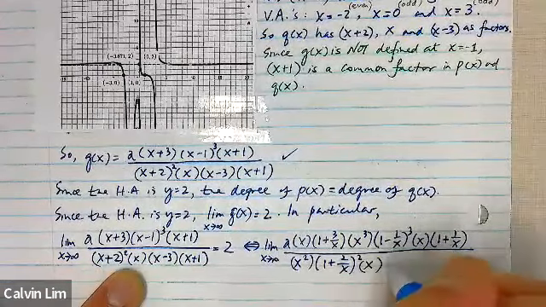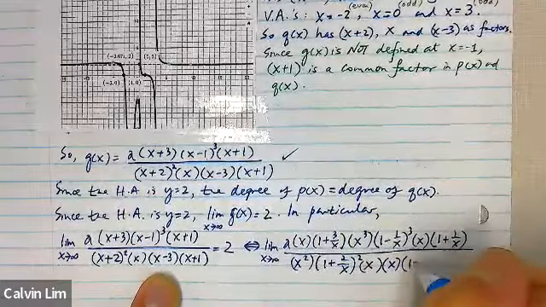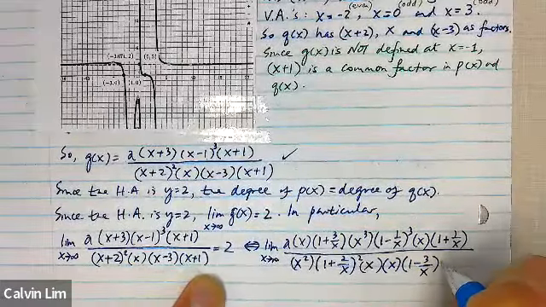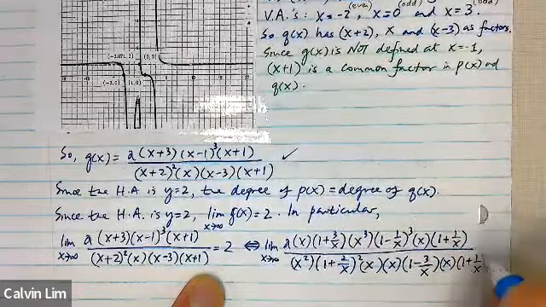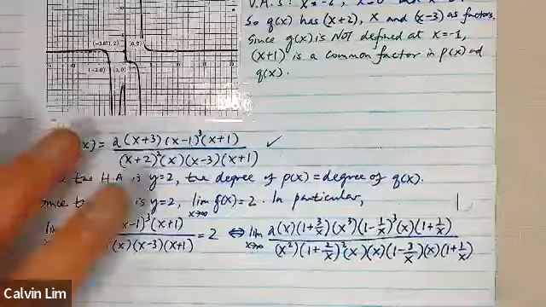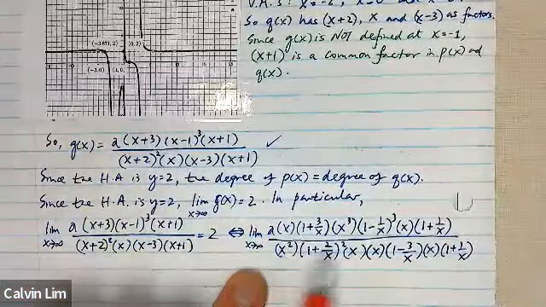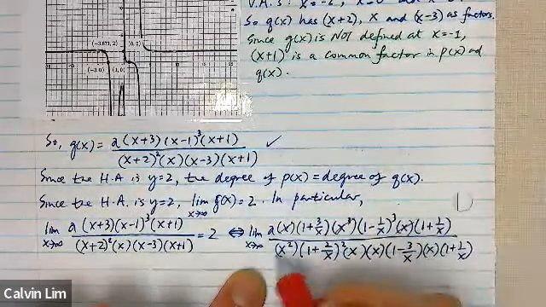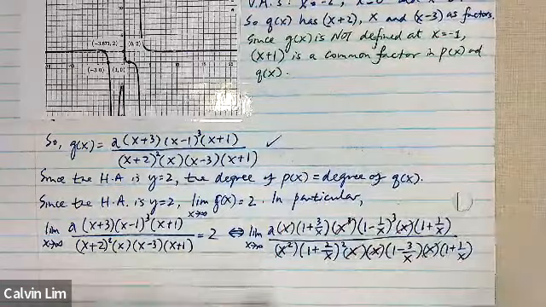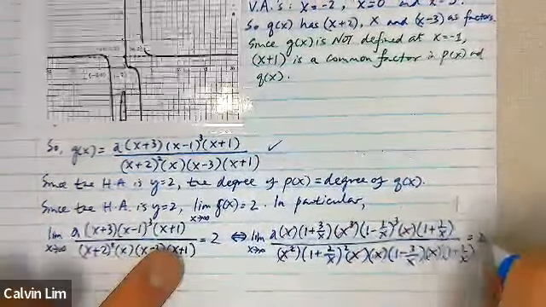This x stays the same. This one, common factoring out x gives me x times 1 minus 3 over x. Same thing here, x times 1 plus 1 over x. Now x times x cubed times x is x to the power 5, and x squared times x times x times x is x to the power 5. So these x's cancel out. Don't forget, this is an equation equals to 2.